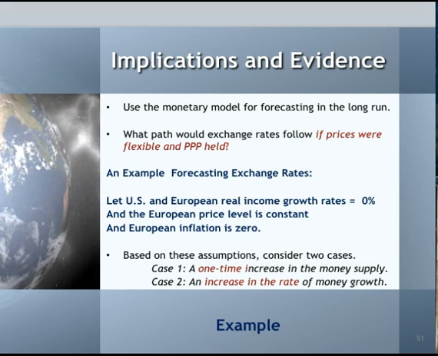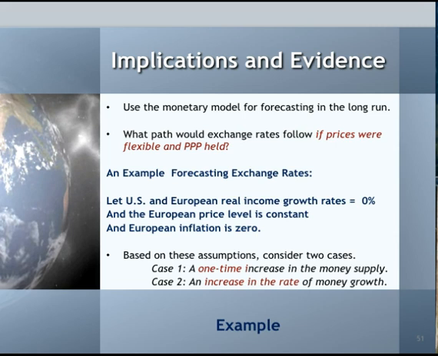So what we're going to do here is use this monetary model for forecasting in the long run. And we're going to ask what path exchange rates might follow, assuming, of course, that prices are flexible and that purchasing power parity actually holds. So here's an example of forecasting with exchange rates. We'll let the U.S. and European real income growth rates equal 0%. And we'll say that the European price level is held constant and European inflation is exactly 0.